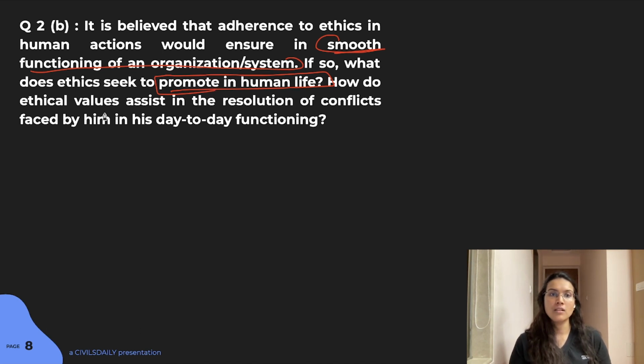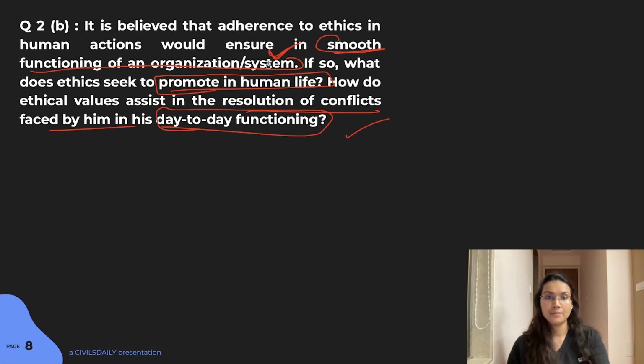Now, how do ethical values assist in resolution of conflicts faced by him in his day-to-day functioning? Here you can stick to the organization also, but you can bring in some element of human life too. Because when you're talking about a system, it is not just limited to a small organization like civil services. A system can be much bigger, like society. So this question you have to talk about in a broader way.